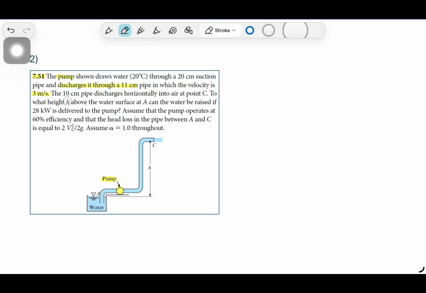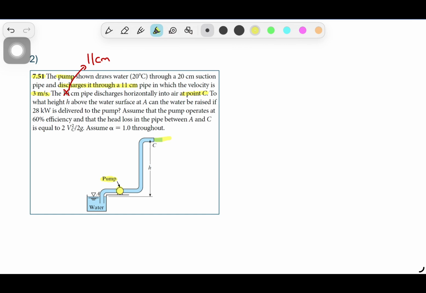Here actually this is wrong. It says 10 centimeter pipe, but it is actually 11. So it should be a typo. And it discharges horizontally into the air at point C. So this is where we are discharging this water at point C.